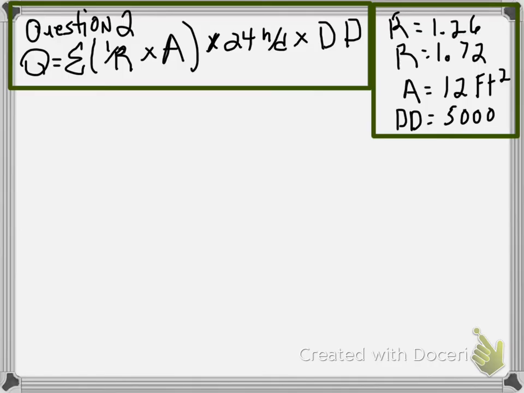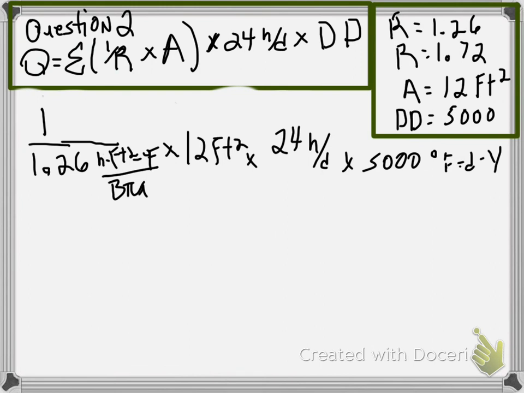I actually wrote out my equation up above. I'm going to use Q is equal to the sum of all 1 over R's times the areas times the 24 hours in a day times the degree days, and I put in my single pane window and my double pane. I already multiplied 3 times 4, giving me 12 feet squared, and my degree days of 5,000. We're going to actually do the equation twice, once for single pane and once for double pane, and then subtract to find the difference.